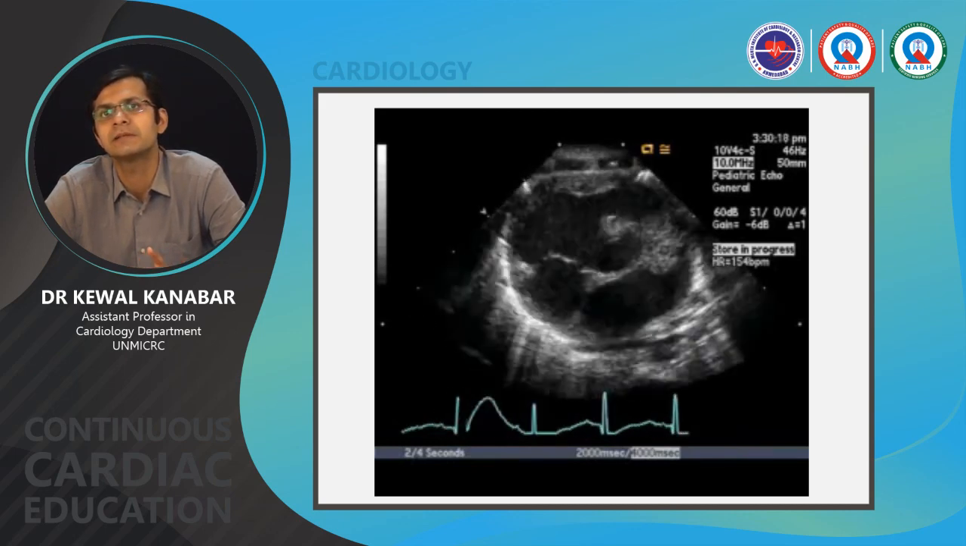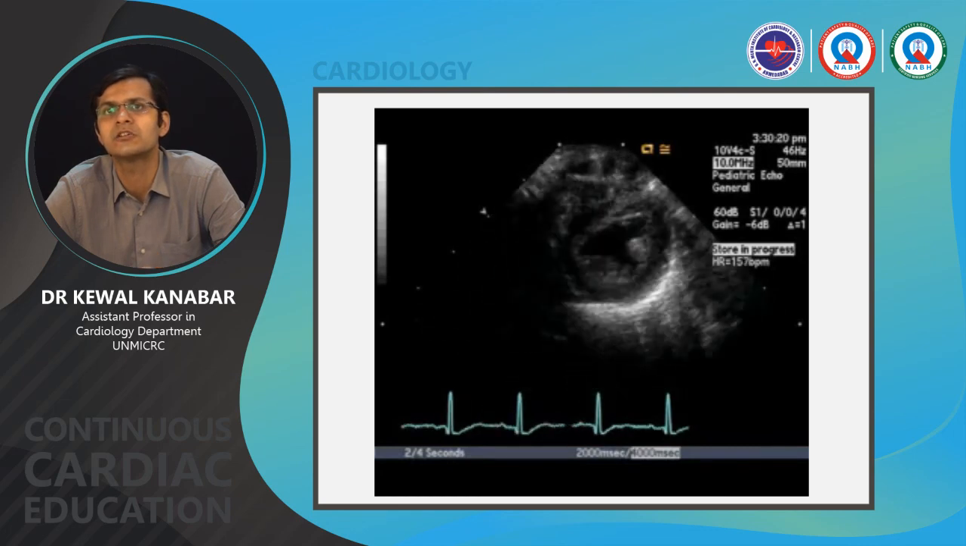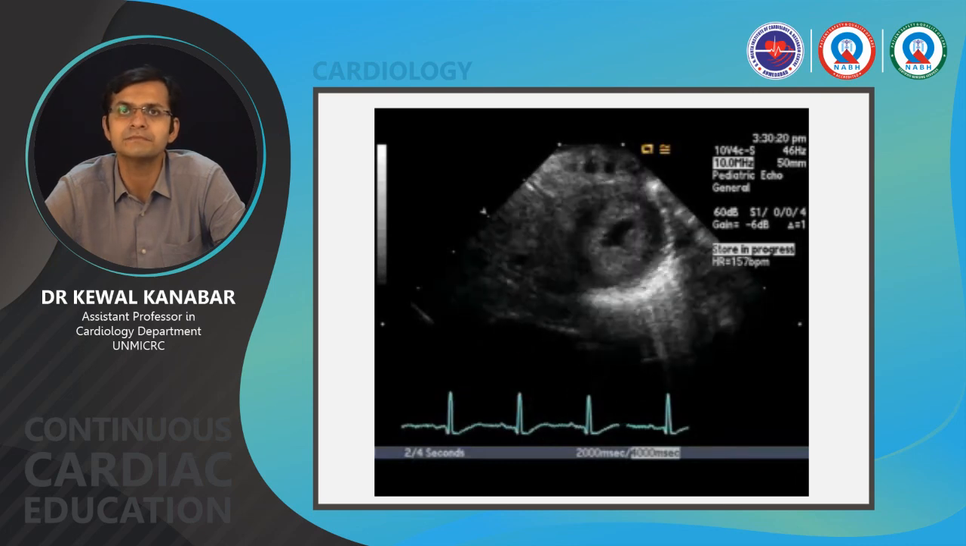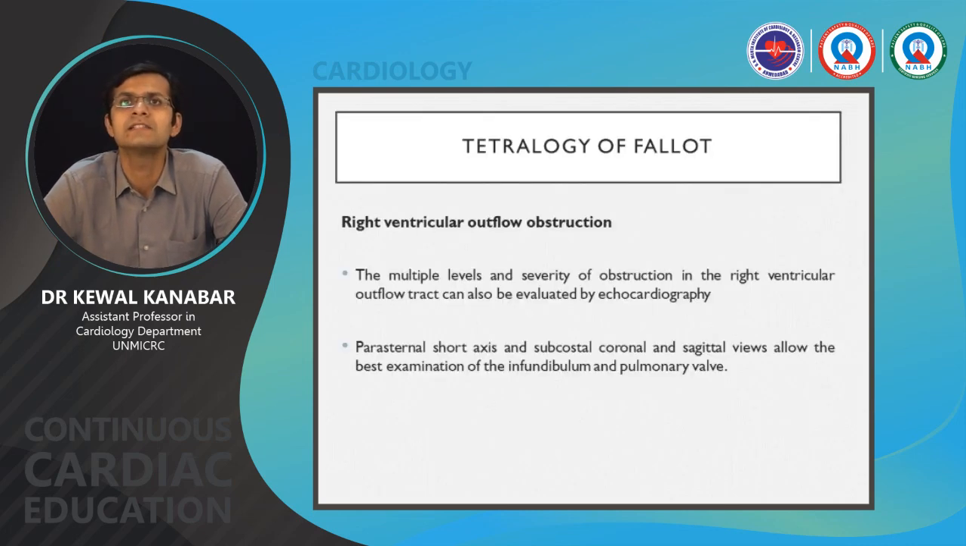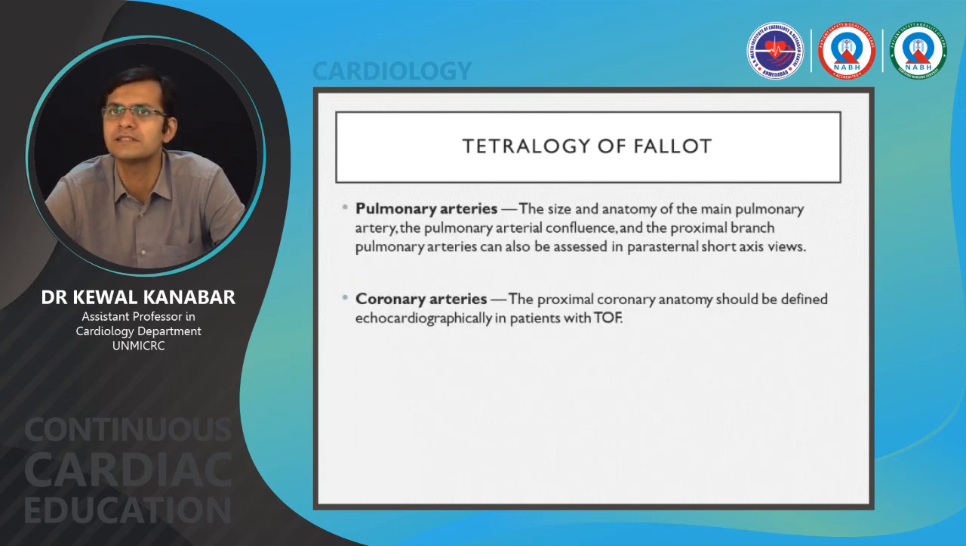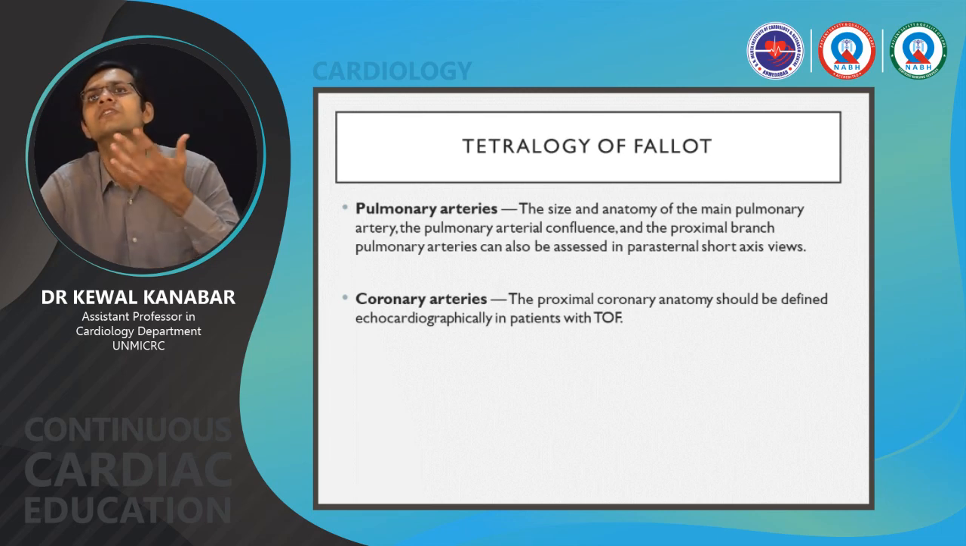Here we are not able to see the pulmonary artery in this figure, but otherwise we can also see the pulmonary arteries and the bifurcation of the main pulmonary artery. The multiple levels and severity of obstruction of the RVOTO can be evaluated on a parasternal short axis view, also in the subcostal view. The pulmonary arteries, as I said, are best assessed in the parasternal short axis view, and are also well seen in a suprasternal view.